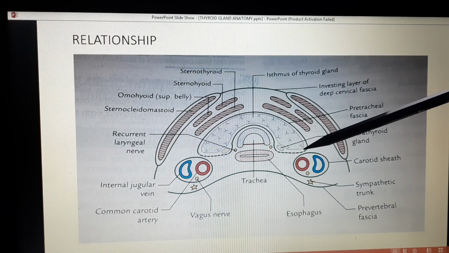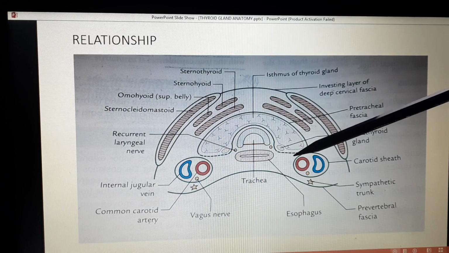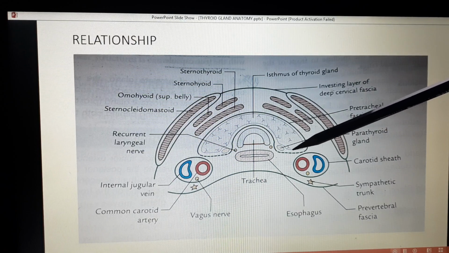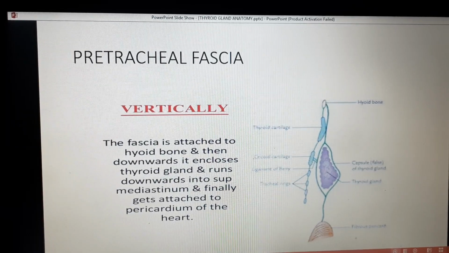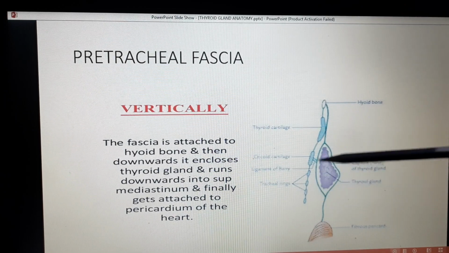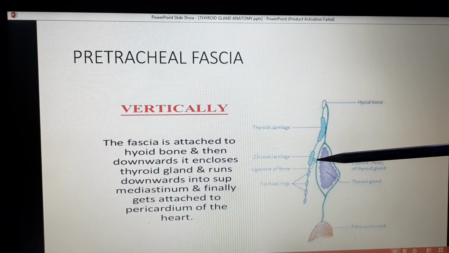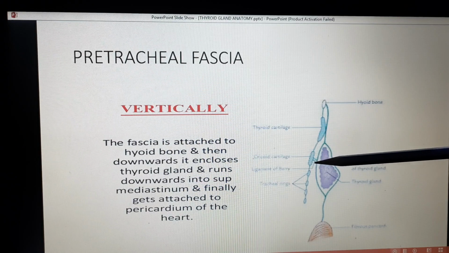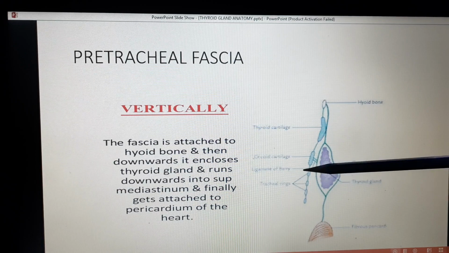The posterior part of the pretracheal fascia is thin compared to its anterior part. So, a large thyroid gland mostly compresses the posterior structures. So this is the vertical extension of the pretracheal fascia. It completely encloses the thyroid gland, and the posterior part of this fascia is thickened and adheres to the cricoid cartilage. This thickened part is called the ligament of Berry.